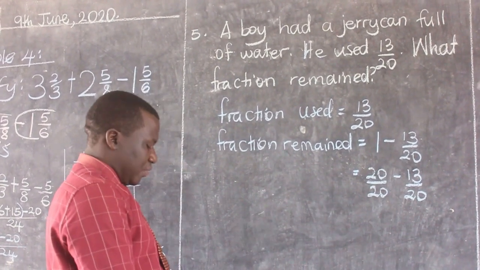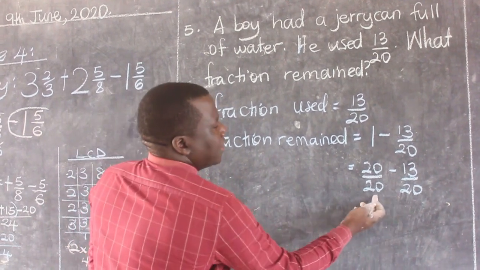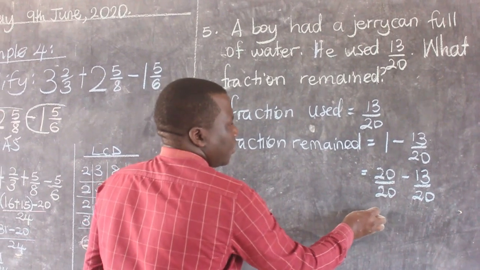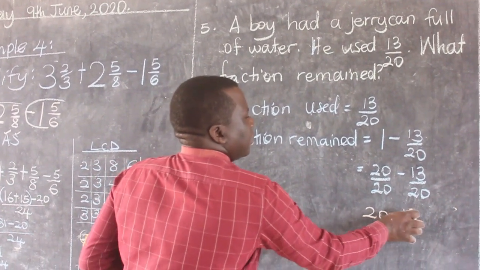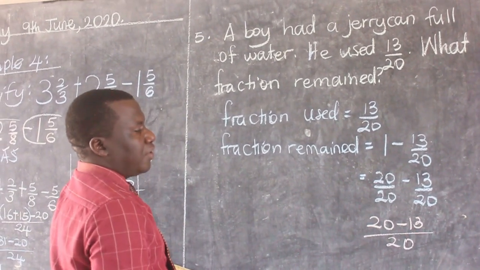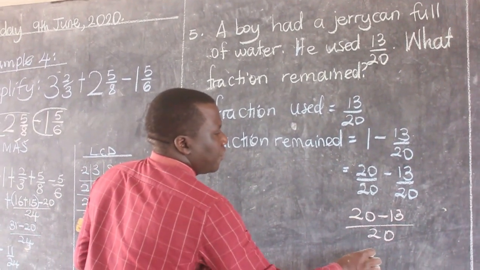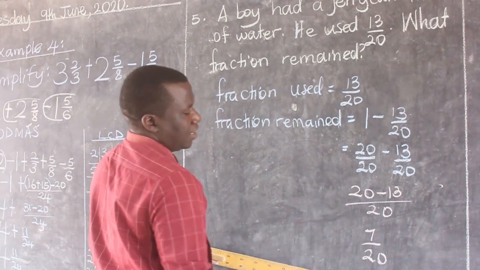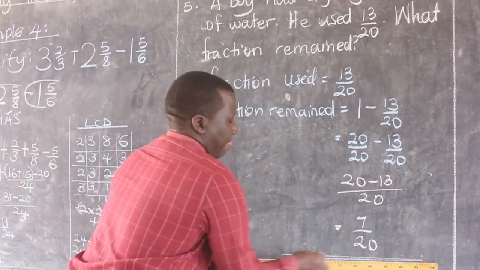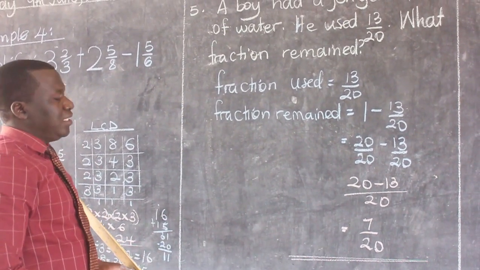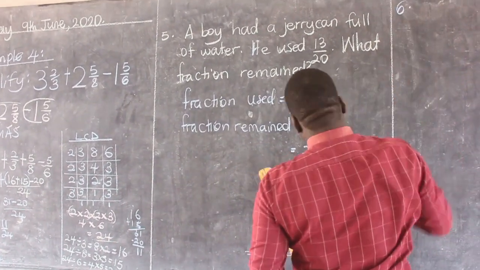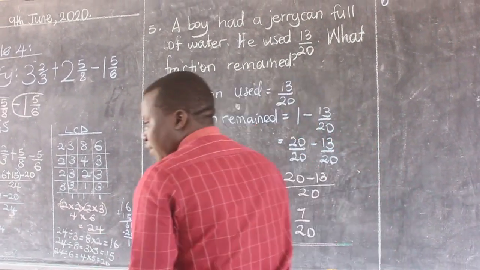Okay? So we shall have here, we have the same denominators. So we shall just subtract 20 minus 13 out of 20. And we shall remain with 7 out of 20. So this is the fraction that remains. Okay? In our last example, that is example 6, it is also going to be in word form.